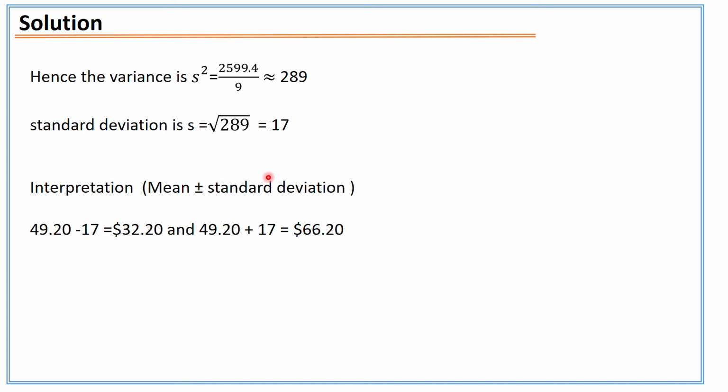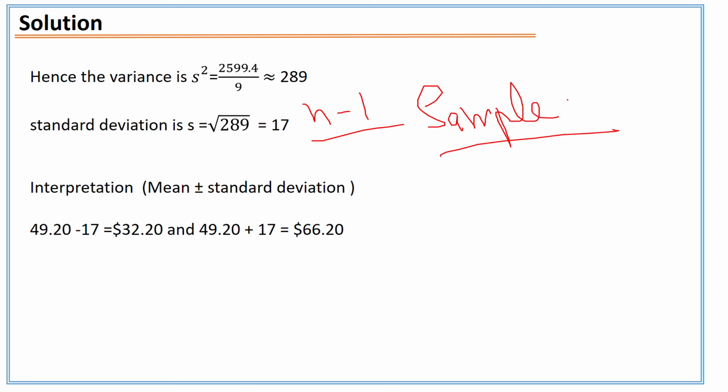So our formula of variance: s square equals 2599.4 upon 9. Why am I taking 9? I am taking n minus 1 because this is a sample of only 10 persons who came to the restaurant. There may be any number of persons who would have come. The answer is 2599.4 divided by 9, equal to 289. The square root of 289 is 17. So the standard deviation is 17.